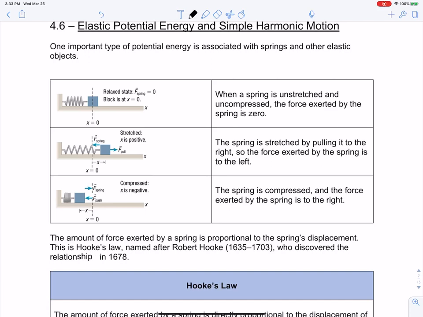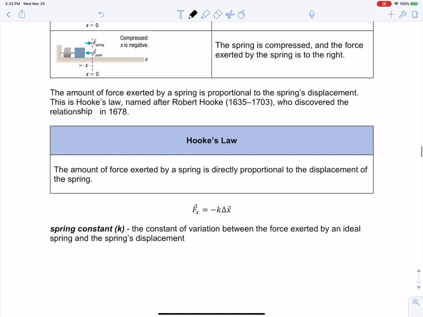If you pull on the spring to the right, the spring will exert a force to the left. If you press or push on the spring to the left, the spring will push against this in the direction to the right. The amount of force exerted by a spring is proportional to the spring's displacement. This was known as Hooke's law, named after Robert Hooke, who discovered the relationship in 1678.